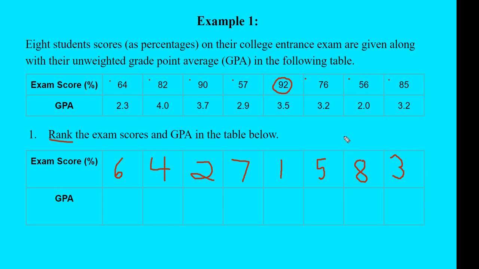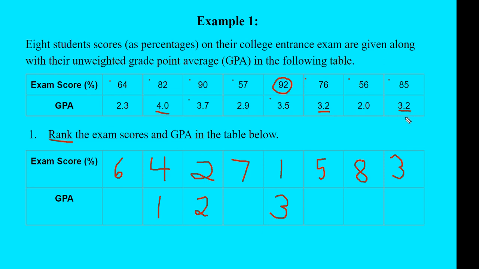All right, we're going to do the same thing for the GPAs. Again, best would be the highest. So we'll start with this student who had the 4.0. We've got several scores in the 3s. So next best would be this 3.7. That would be our second best GPA. And then we've got a 3.5, which would be our third best. Now you'll notice we have 2 more scores, this 3.2 and then another 3.2 that are in the 3s.